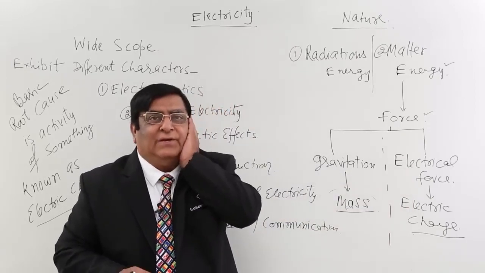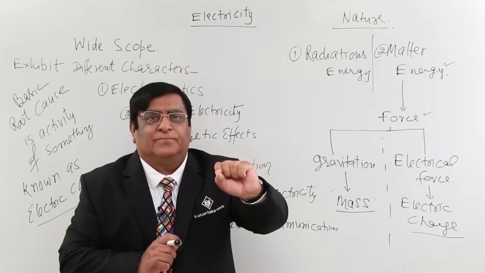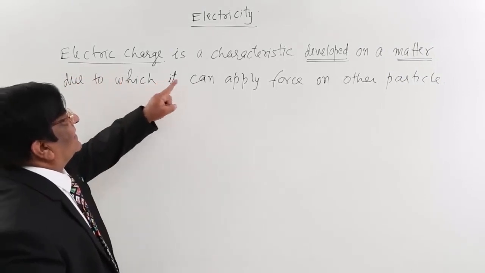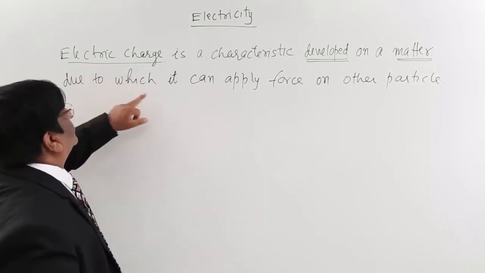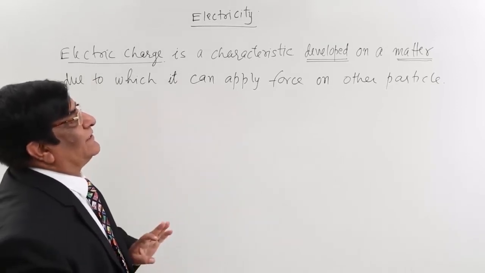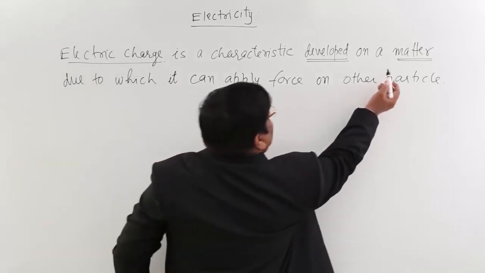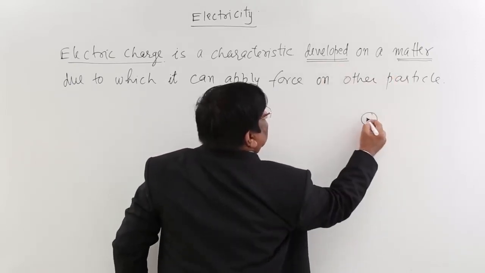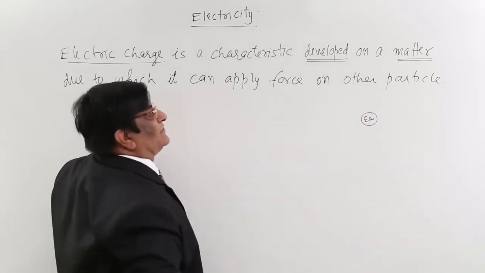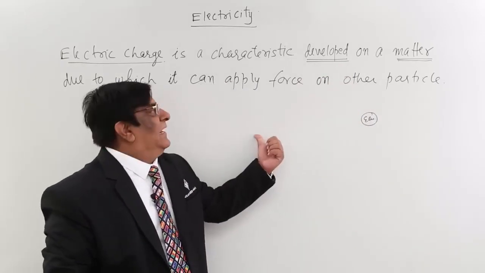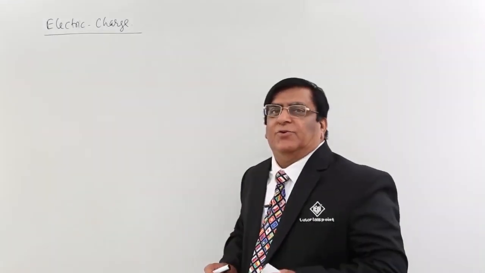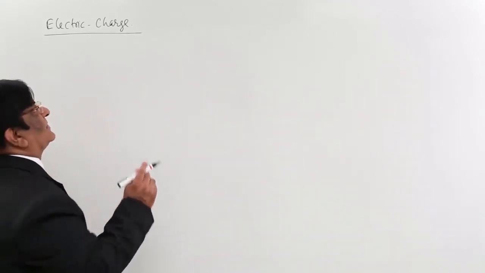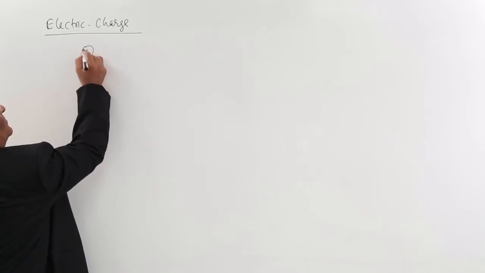So now can we define it in words? Okay, we can define it very well in words. So now we can write the definition. Electric charge is a characteristic developed on a matter due to which it can apply force on other particles. So remember two things. One is this has to be a matter, and on that matter this characteristic, electrical charge, is developed. So matter is compulsory for electric charge, and the basic condition for electric charge is that charge is carried by material.